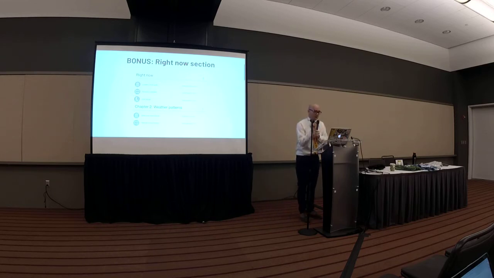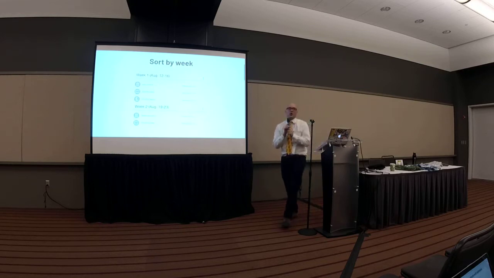Okay, I'm curious. Want to throw it out to all of you real quick. Sort by week, sort by unit, sort by subject and topic, sort by file type. Do you use a Right Now section? Do you use something similar to that? Is there another section that you use? Really curious to hear how it works for all of you.